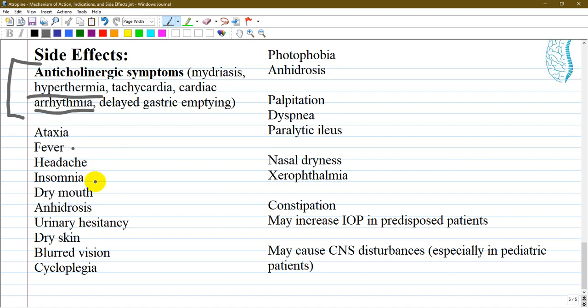Also, fever, headaches, insomnia, dry mouth, anhidrosis, urinary hesitancy, dry skin, blurred vision from cycloplegia and the increased diameter of the pupil, photophobia, palpitation, dyspnea, paralytic ileus, it produces constipation, and many others. People who have problems with eyes, it can increase intraocular pressure.